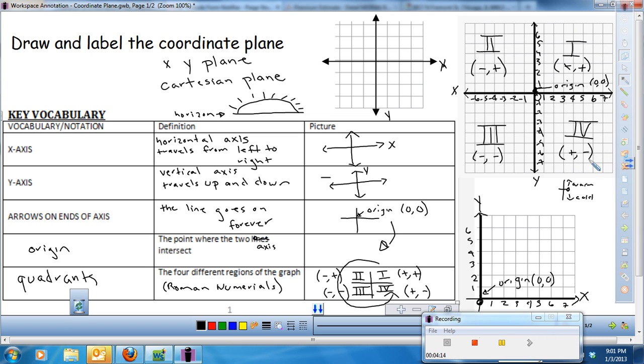positive, negative. I want you to go ahead and label this graph that we created with the quadrants, including the sign, and also take some time to practice numbering and labeling the origin on this graph, because now at this point we've gone through all the different parts.